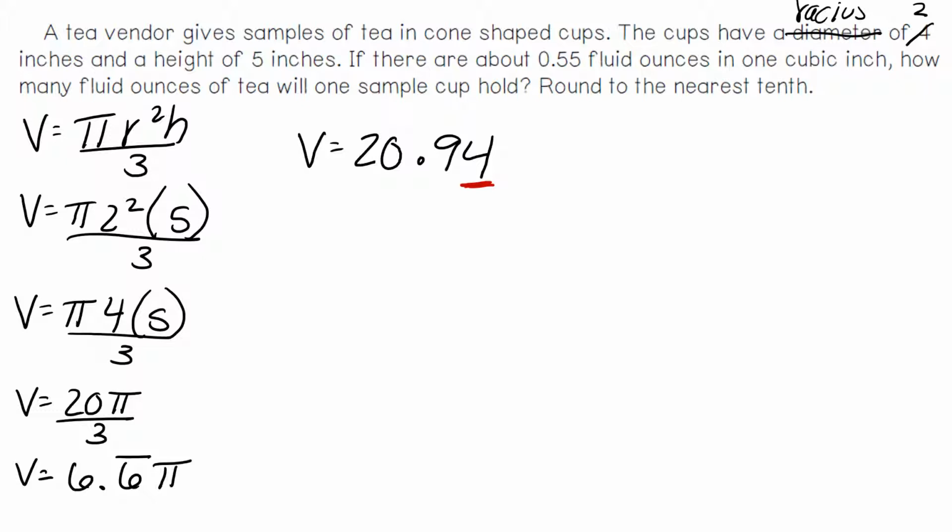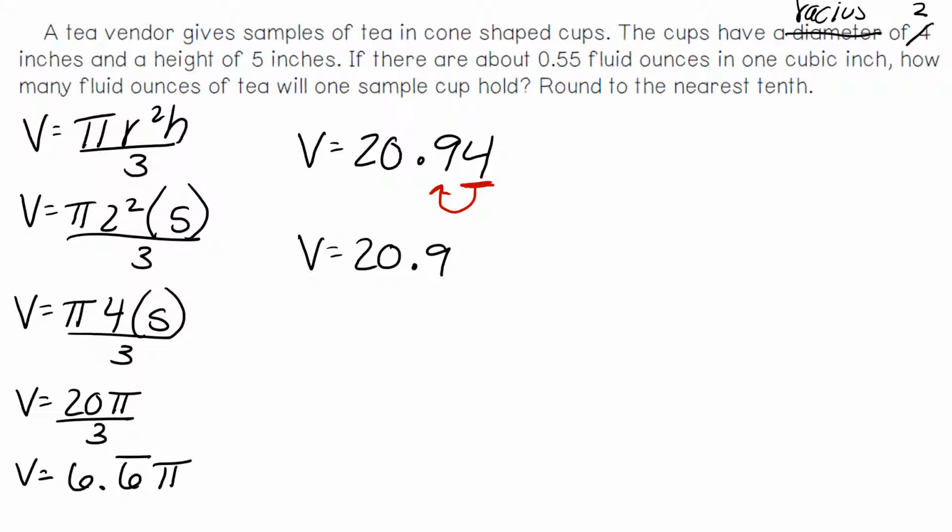We look at that second decimal place and decide if we need to round up or round down. 5 and higher, we round up. 4 and less, we round down. It's a 4, so we round down, meaning the 0.9 stays the same. 20.9 is our volume.